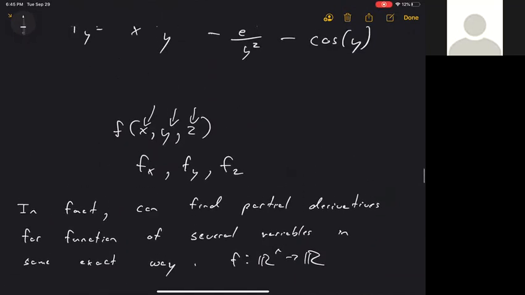And the method is the exact same. When I'm computing partial with respect to z, I basically treat x and y both like they're constants, and then I differentiate with respect to z normally. Okay, so really straightforward.